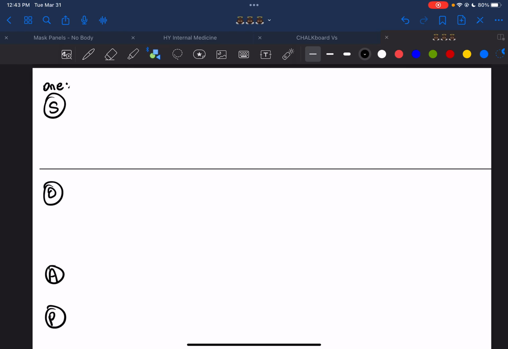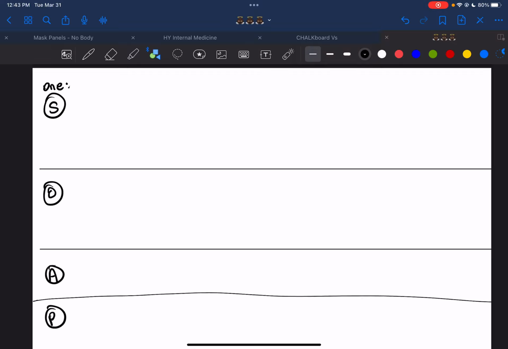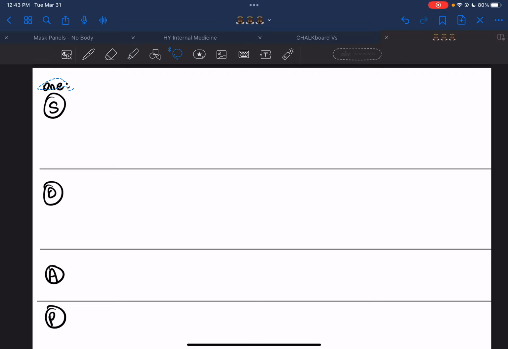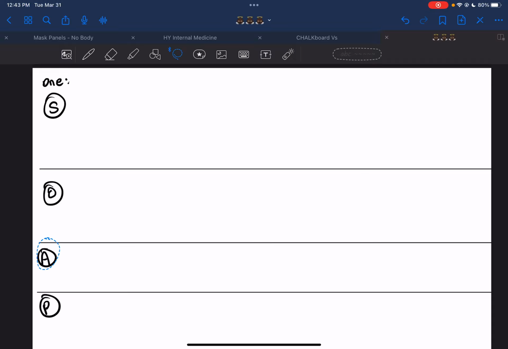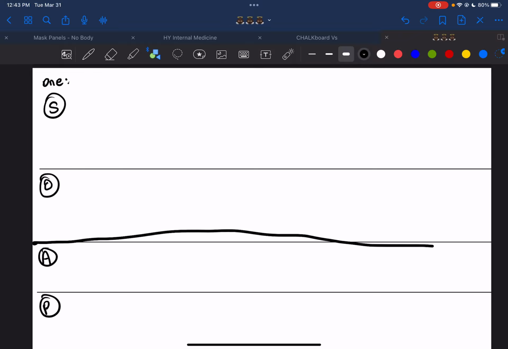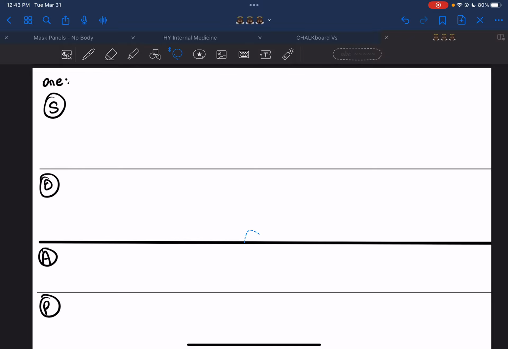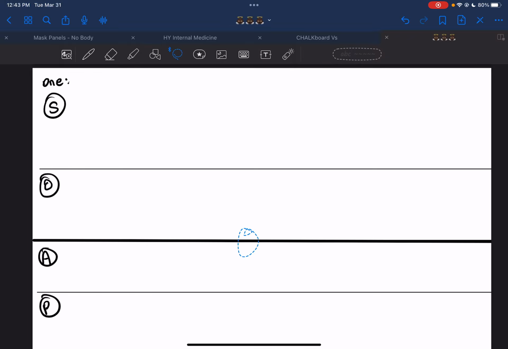So you can see it's all about the SOAP format. The only thing that's more important than the SOAP format is maybe the one-liner, which is the thing that you say before the SOAP. SOAP is subjective and objective, S&O, and then there's the assessment and plan. And it splits very nicely into two halves, the yin and yang of this SOAP, which is the SO versus the AP, right? The first half versus the second.